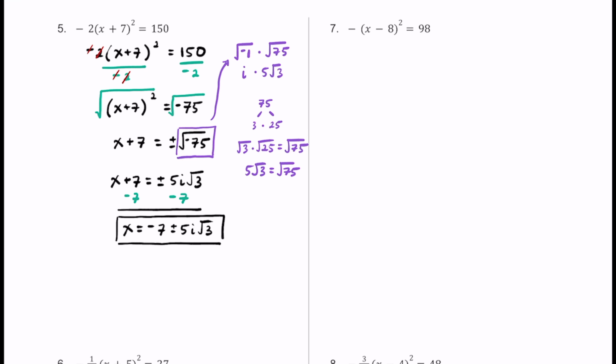If you wanted to write them separately, we could say that x would equal negative 7, that's the real part, plus the complex or imaginary part, which is 5i root 3. And our other solution would be x is equal to negative 7 minus 5i root 3. So those would be our two solutions separated.